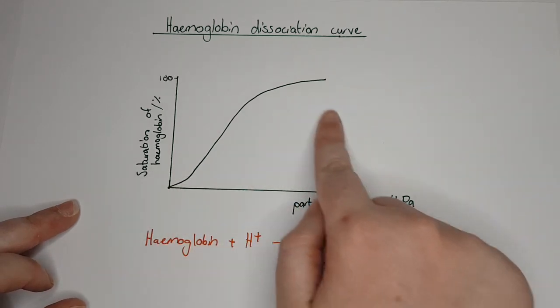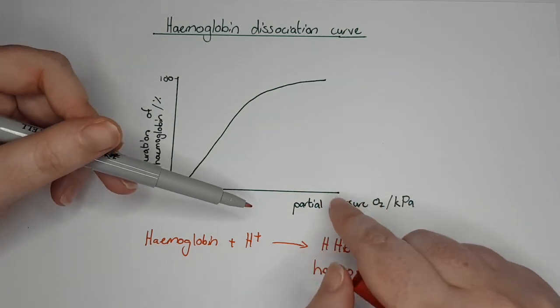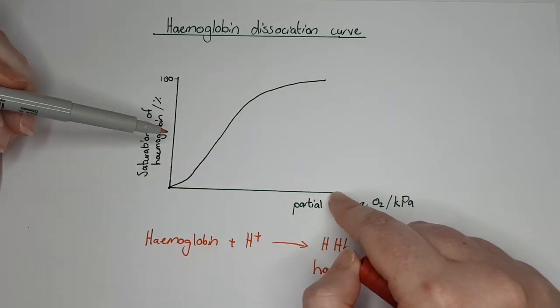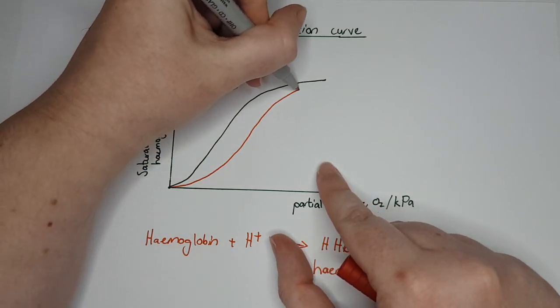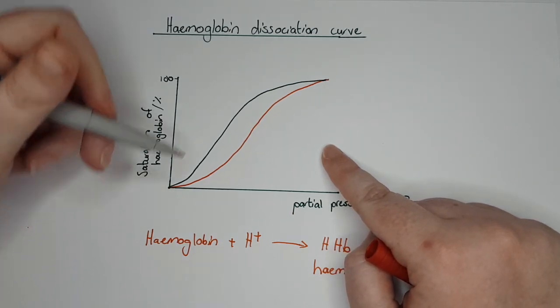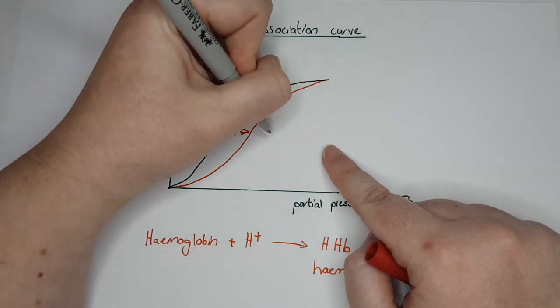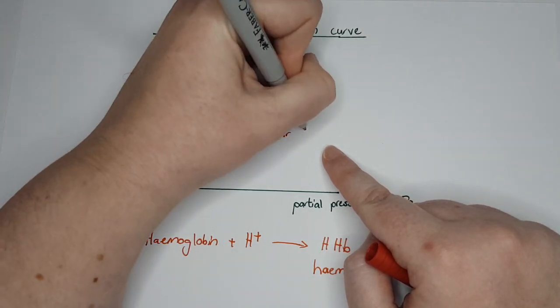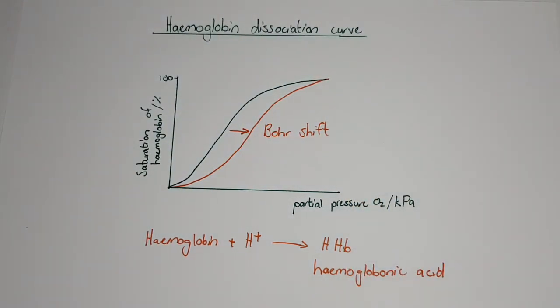So this whole curve has to shift because now it's going to take a whole lot more partial pressure of oxygen to reach the same saturation. So this curve shifts over to the right-hand side. It starts in the same place and it ends in the same place. But this moves over to the right, and that is then the Bohr shift that we have. Because of all the excess hydrogen ions that we don't want to affect our blood pH.